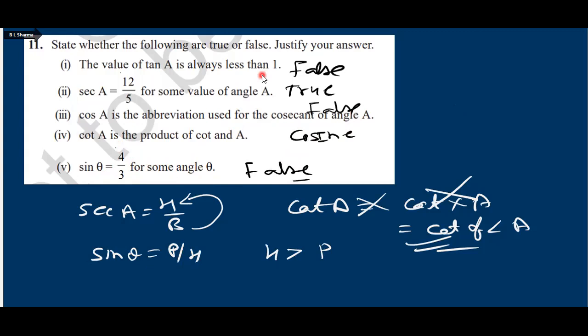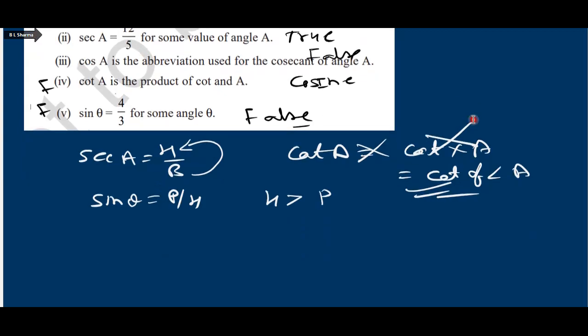So here in these questions, fifth part is false, fourth is also false, third is also false, and second, we already have discussed 12 upon 5, that can be true. So that's all for this exercise 8.1 student. Thank you very much. Thanks.